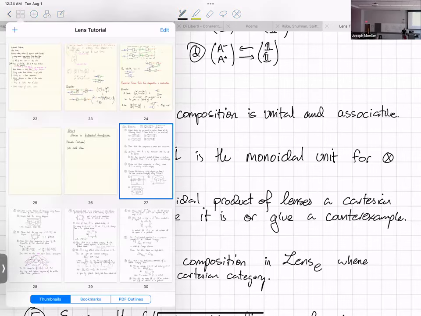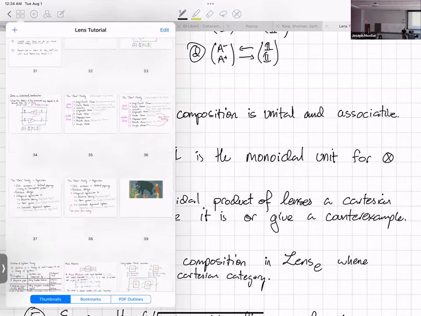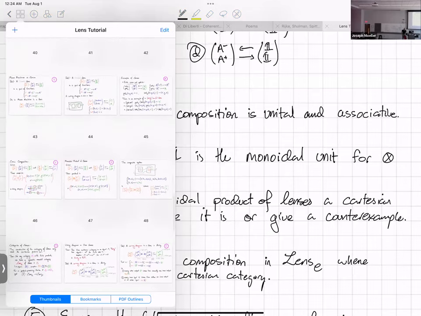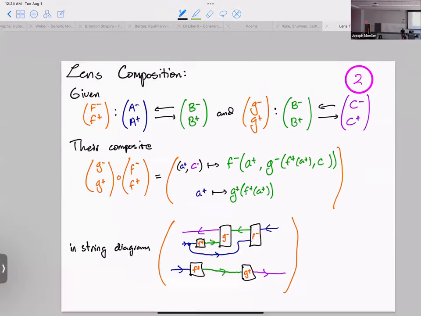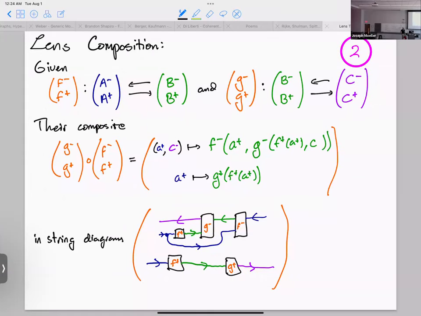So I'm going to go back and put up the definition of lens composition. And talk amongst yourselves.